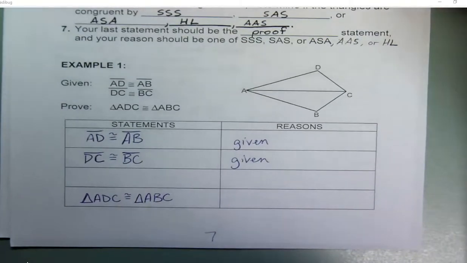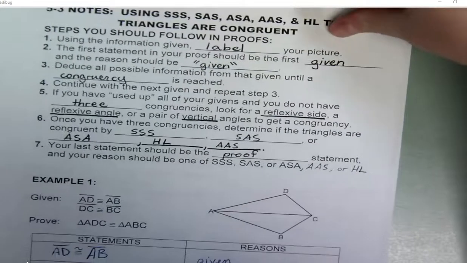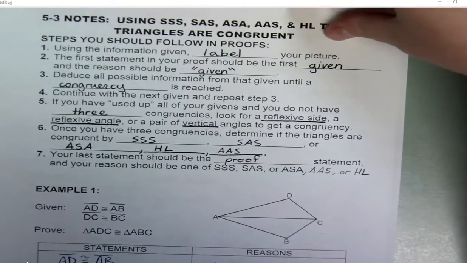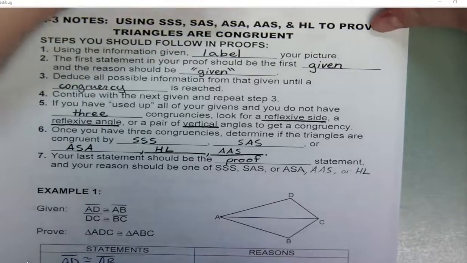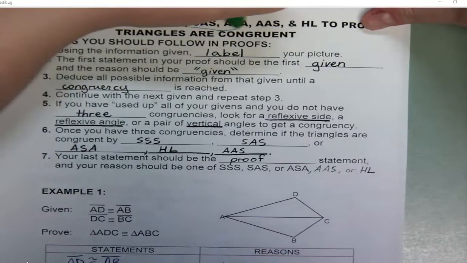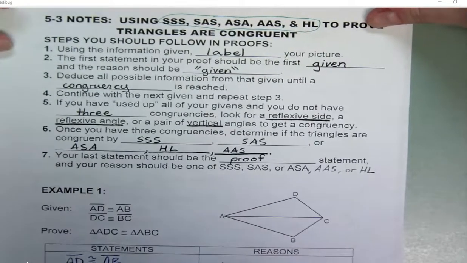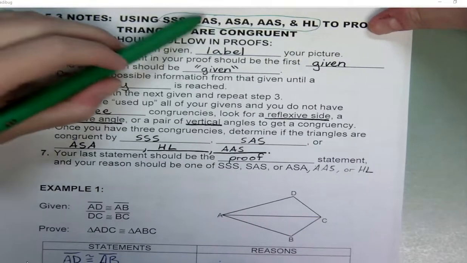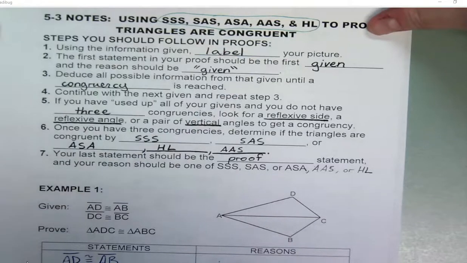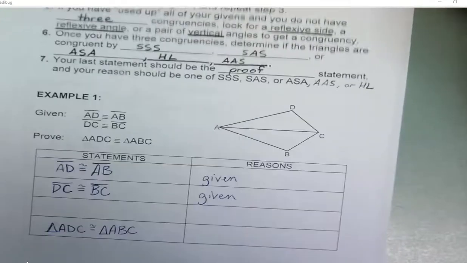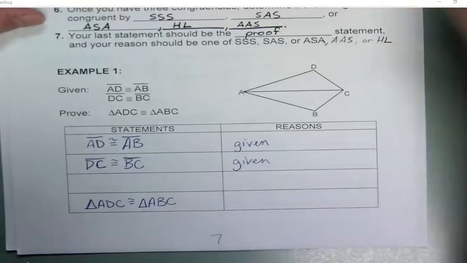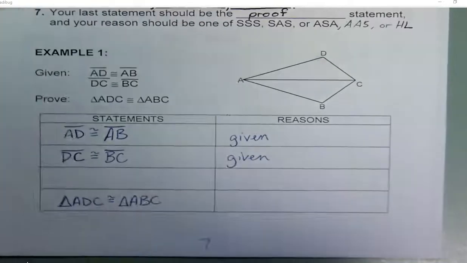Alright, we are working on proofs in chapter 5 right now. So this is the 5.3 notes. We talked about all of these last time and how to identify the different types of triangle congruence, and there's 5 different types. So we're going to use these to fill out proofs.